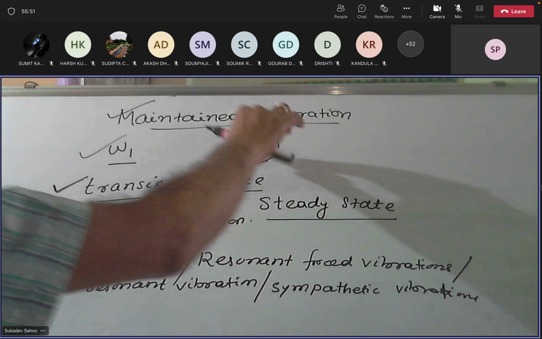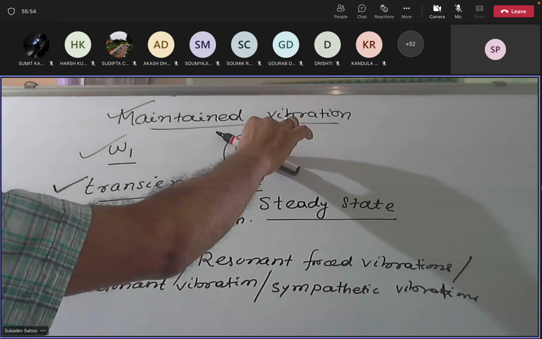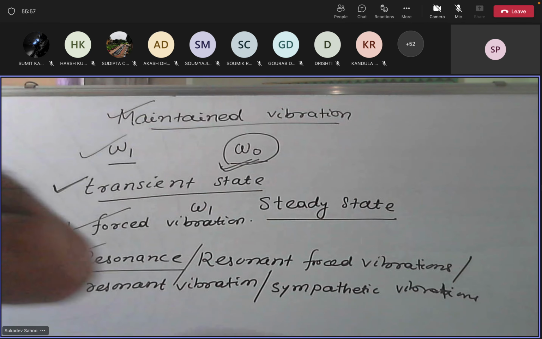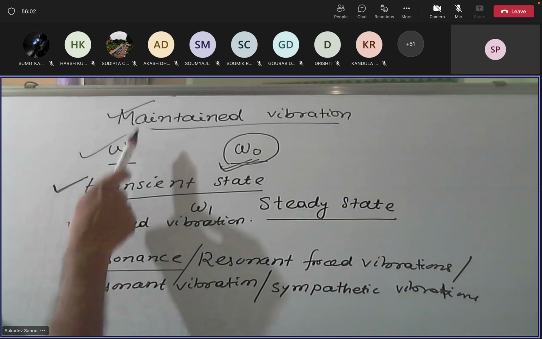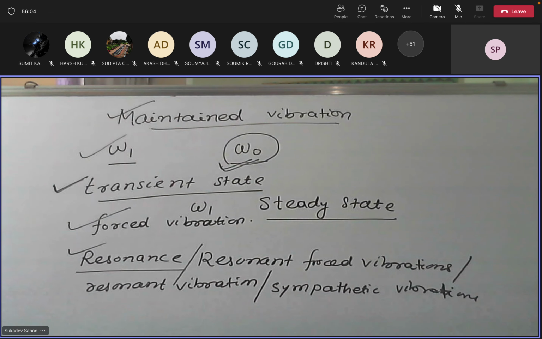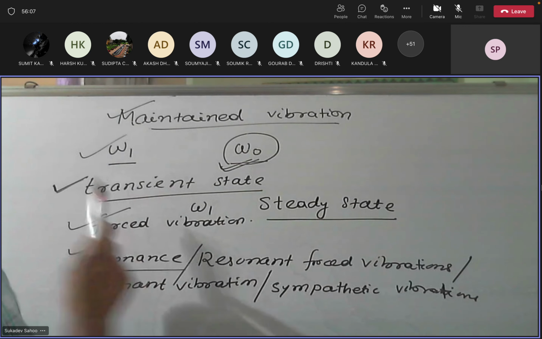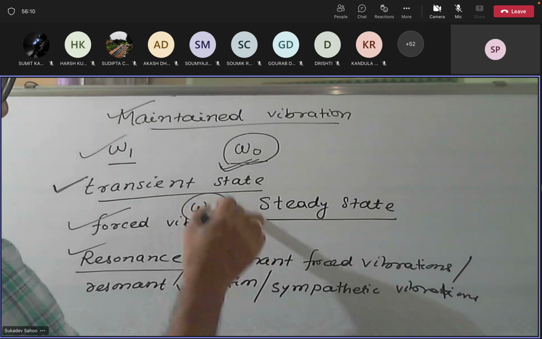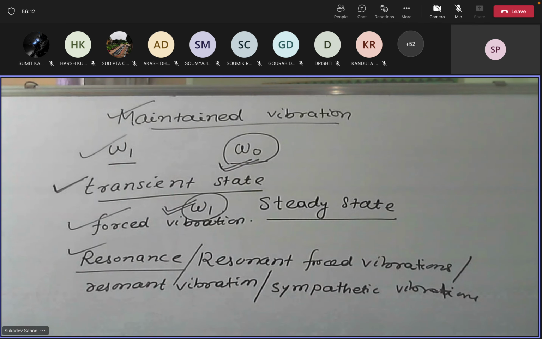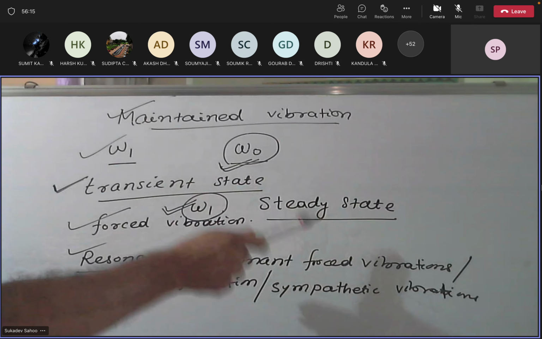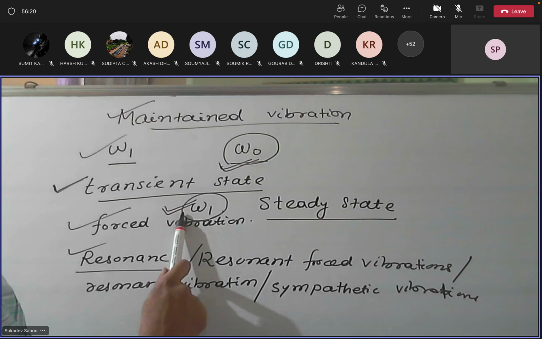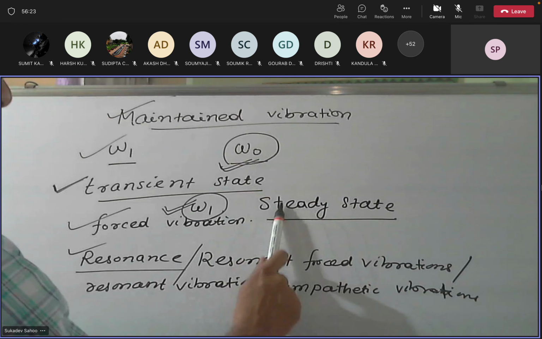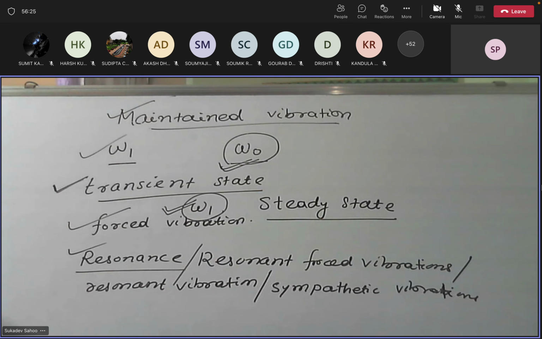As time passes on, this one will decrease. Already we know, from damped oscillation, this will decrease. So the motion due to this impressed force will dominate over this natural frequency. As time passes on, we will observe that the body is finally moving with the frequency omega 1. That means at that time, the natural frequency diminishes. So body will vibrate only with the frequency omega 1. This state is known as steady state, and the vibration of the body is known as forced vibration.